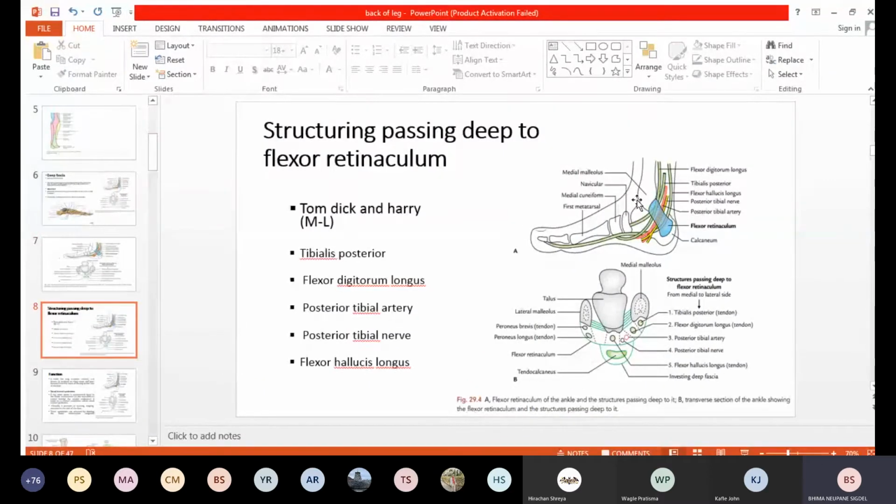Okay, so same thing it is here also. So you have to go from medial to lateral. So just now I mentioned from medial to lateral. So this is the medial side. So Tom, Dick, A, N, and Harry. So tibialis posterior. Then there is the flexor digitorum, artery, nerve, and the flexor hallucis. Okay, these are the structures passing beneath the flexor retinaculum from medial to lateral.